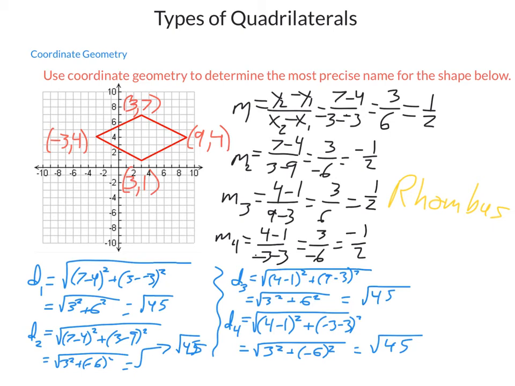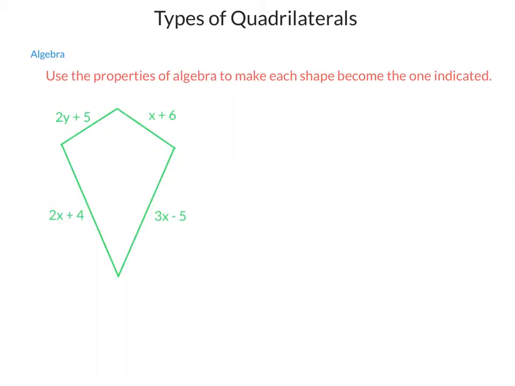Okay, so what if we're given a shape and then we are told what it's supposed to be? How can we use these tools to solve for that? So here I have a shape, and I want this to become a kite.